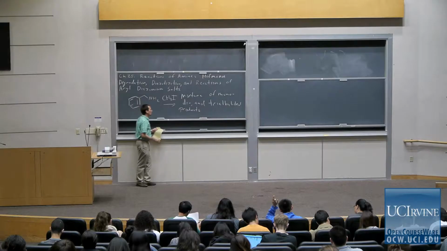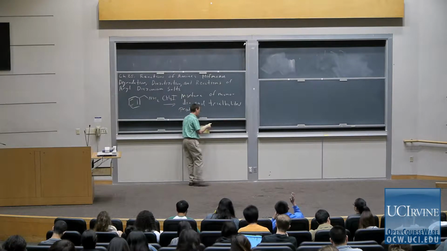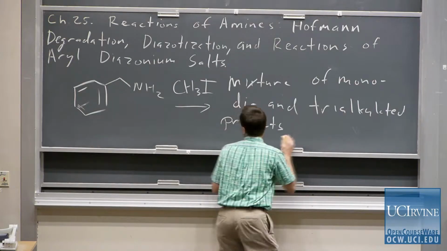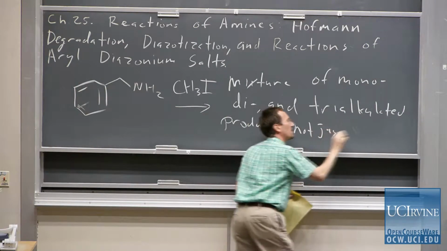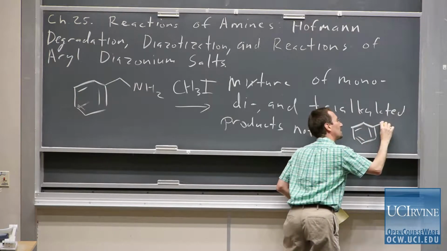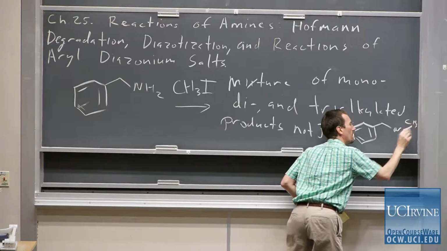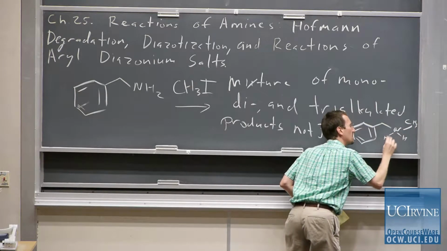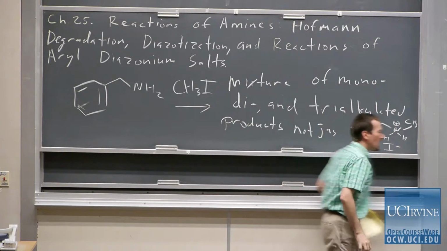So in other words, just for the sake of clarity, we don't get just the monoalkylated product, where I've drawn, say, a single methyl group, and technically we would have it as the ammonium iodide salt, NH2+ I-.